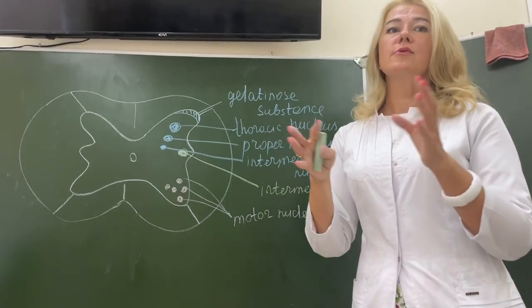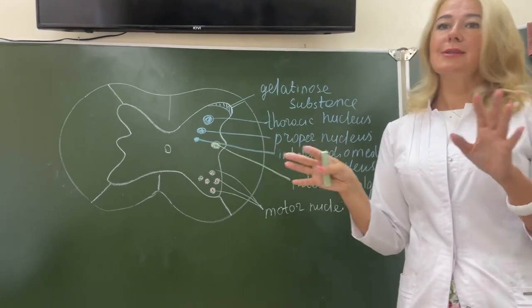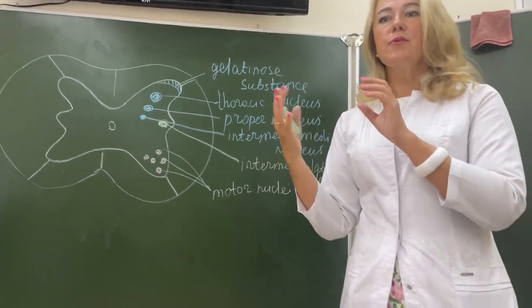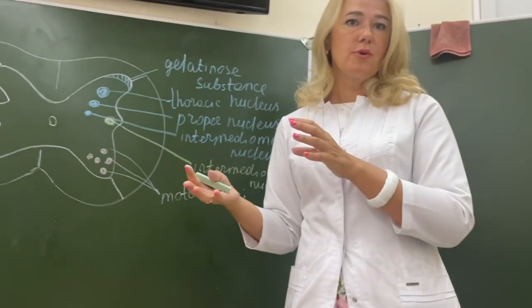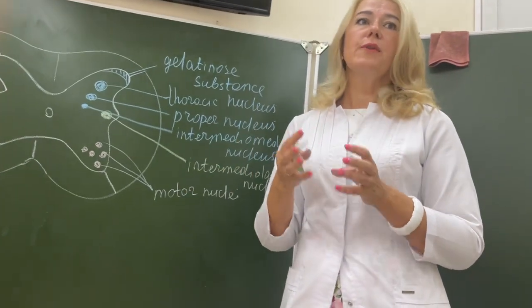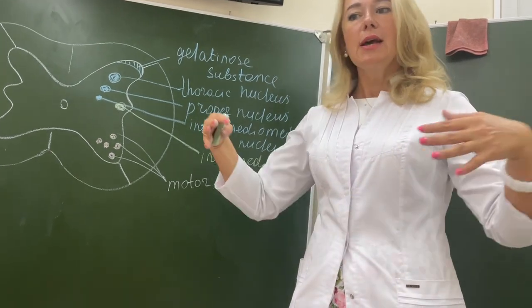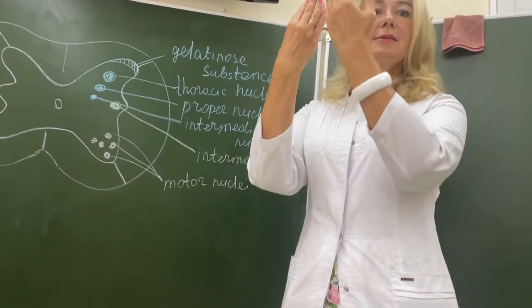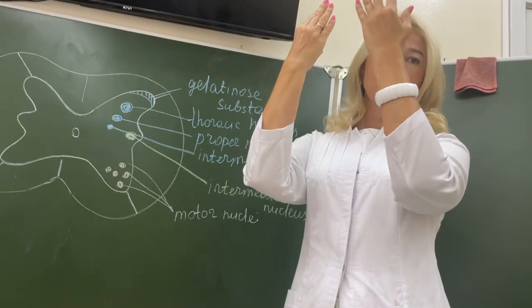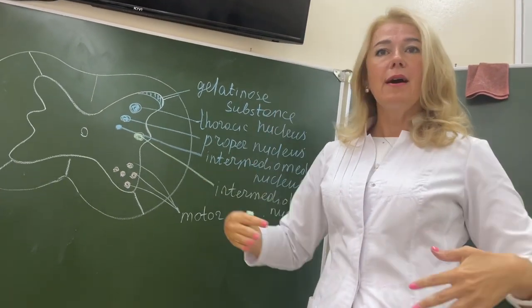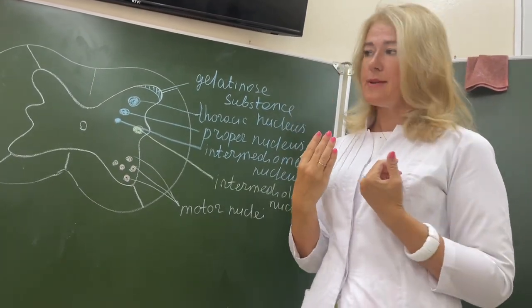Ascending, they start from receptors, different receptors. Receptors of pain, touch, temperature. Receptors of the oculomotor apparatus. Receptors of internal organs. And they deliver impulses towards the centers of brain. They are ascending or sensory.